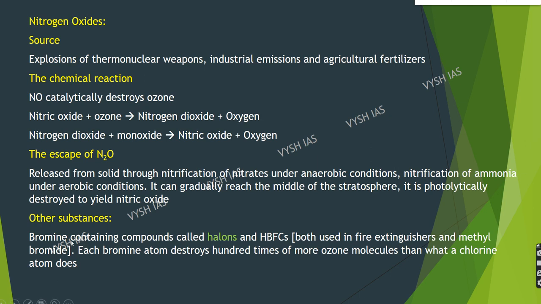Other substances are bromine-containing compounds called halons and HBFCs, that is, hydrobromofluorocarbons, both used in fire extinguishers, and methyl bromide. Methyl bromide is a pesticide. Each bromine atom destroys 100 times more ozone molecules than a chlorine atom does.